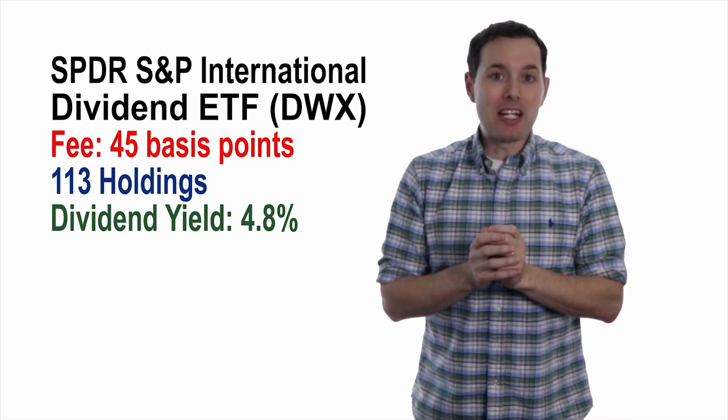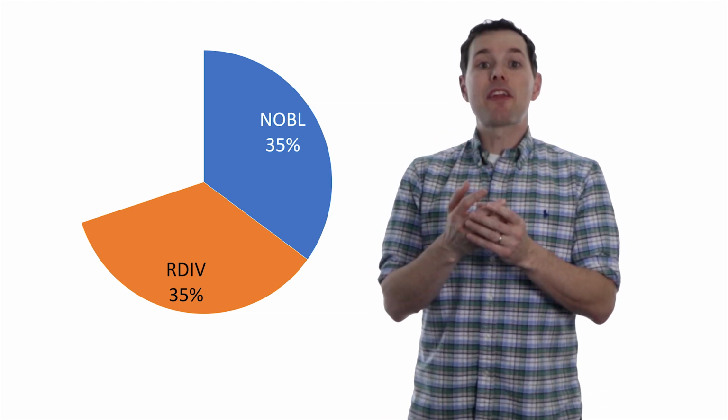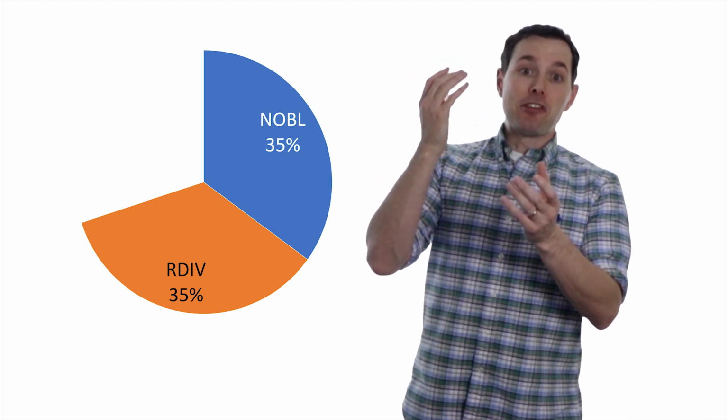Now, as far as the weightings go, here's how I would weight these 4 core holdings. I would do 35% NOBL and 35% RDIV. I really like these two dividend ETFs. They have solid companies in them.